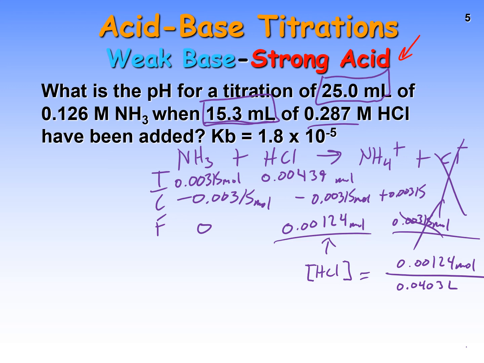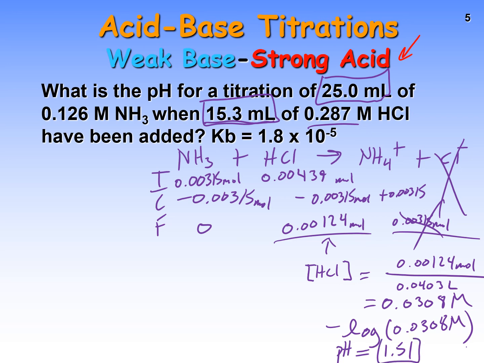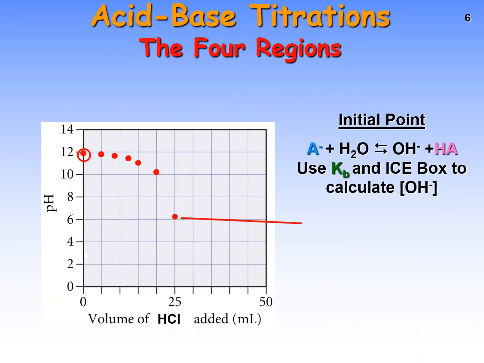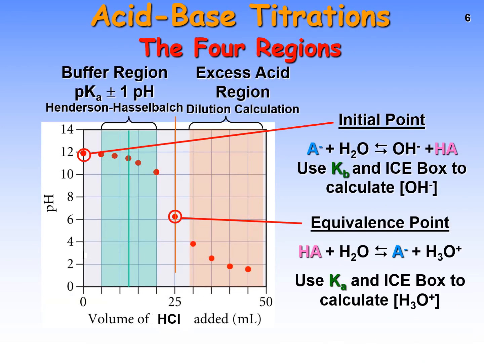And this will get me my concentration here, which will be equal to 0.0308 molar. We just need to take the negative log of that to get our pH. And if we do that, 1.51 is our pH of this solution at this point in the titration, which makes sense because we're in the excess acid region, so there's an acidic pH. All right, so let's continue our graph here.